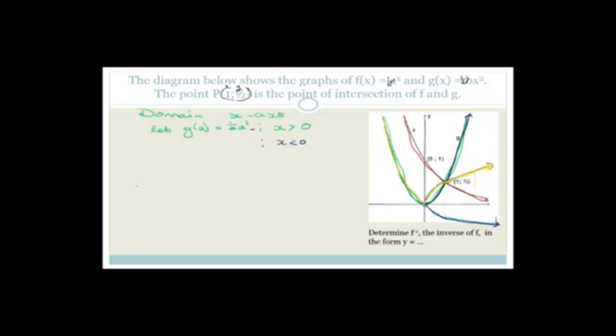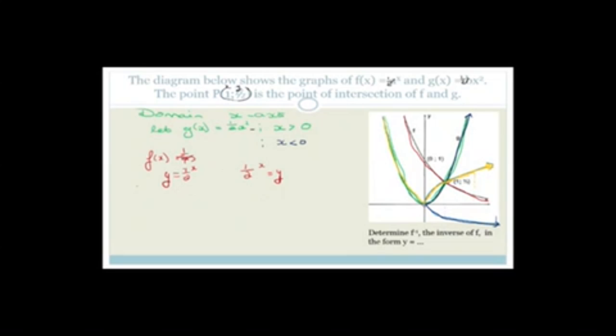Right, now it says determine f negative 1, the inverse of f, in the form y is equal to. Aha! So here is where our logs come into play. Right, I need a different color. We know that f of x is equal to half to the power of x. But that is the same as y. But now, how does this work? Let's write it the other way. So half to the power of x is equal to y.